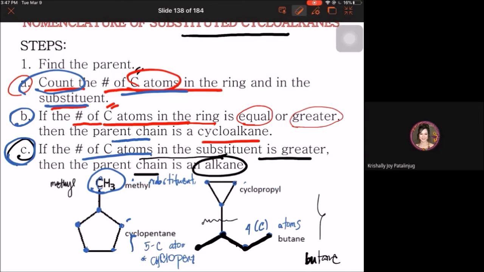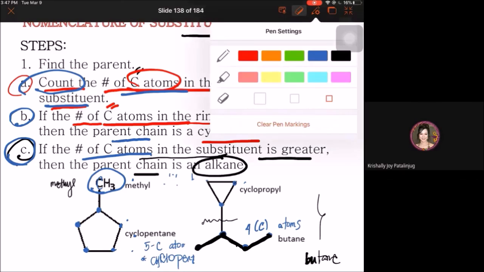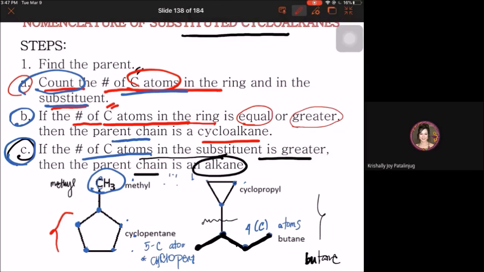So, that is what step number 1 means. Upon finding the parent, you have to compare first: which has more carbon atoms, the substituent or the ring? Then you decide. If the ring has the most carbon atoms, it becomes the parent, meaning it is a cycloalkane. If 5 carbon atoms in that ring, cyclopentane. If 4, cyclobutane. If 7, cycloheptane, etc. Then the branch is the substituent.